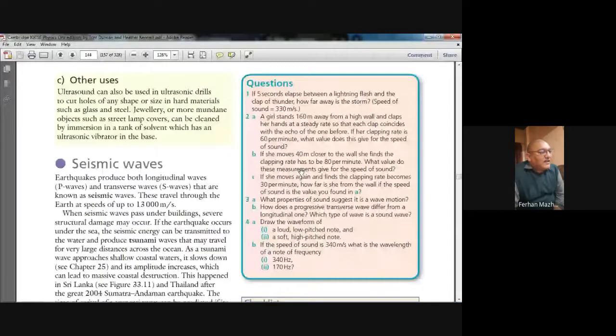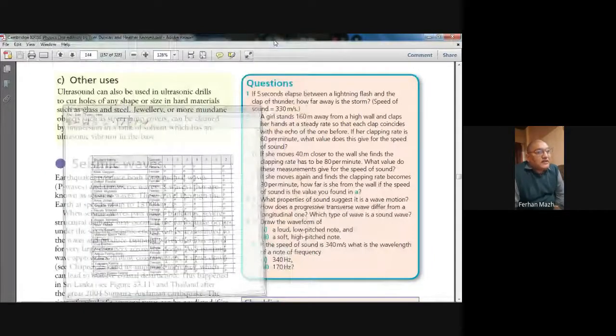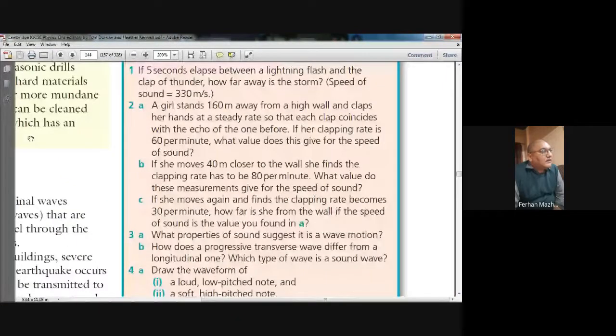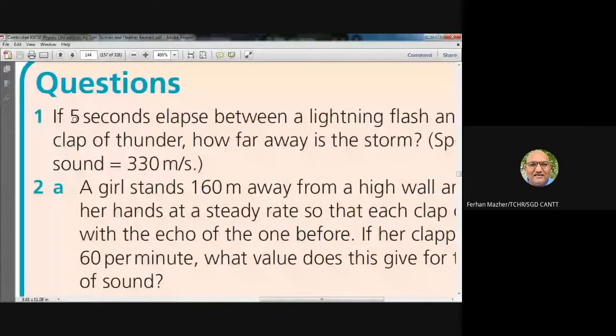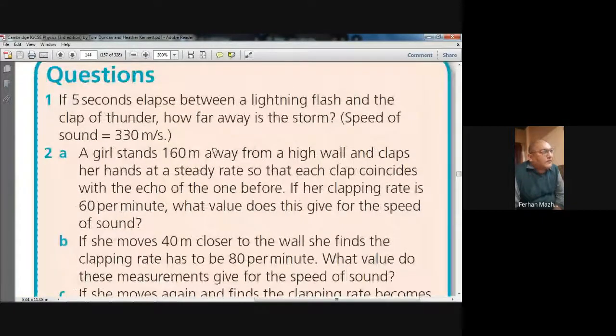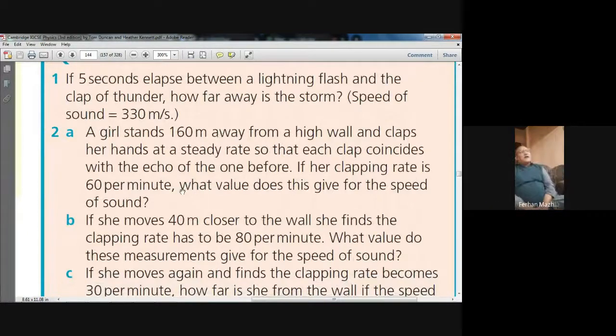On your screen, let me increase the size so you can see more clearly. Okay, so let's do these questions. Here are some questions in that book regarding sound waves. He says, if 5 seconds elapse between a light flash and the clap of thunder, how far away is the storm?